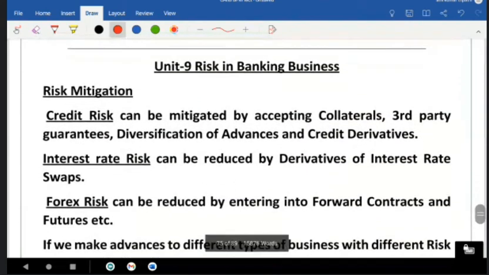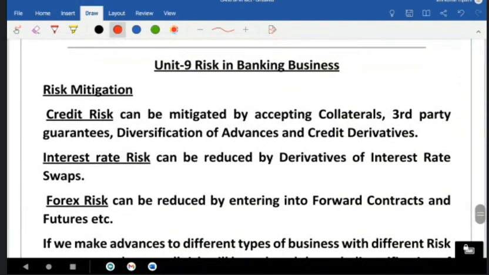Okay, so moving ahead, now we'll see unit 9, that is risk in banking business. Our focus is on the banking business here. So what type of risk is the bank facing? There are many risks, but how to mitigate them? Mitigate means how to reduce the risk, because all business enterprises always have some risk. Okay, so we'll see one by one.